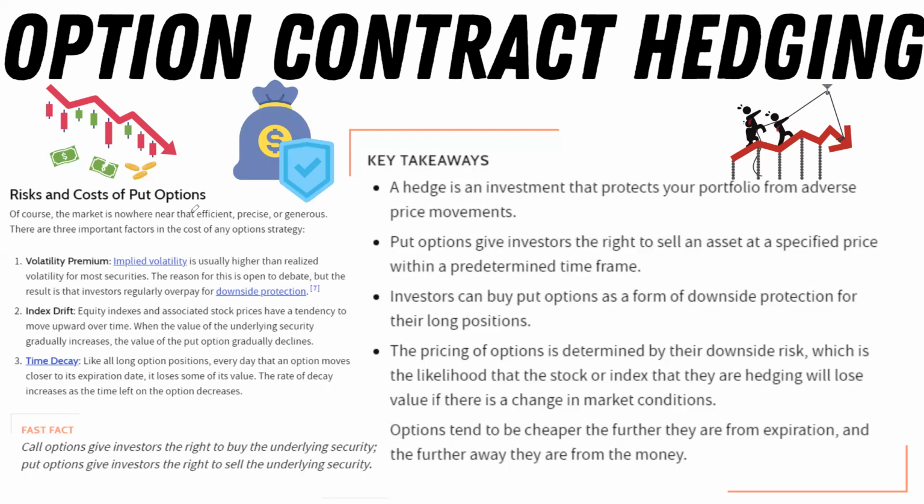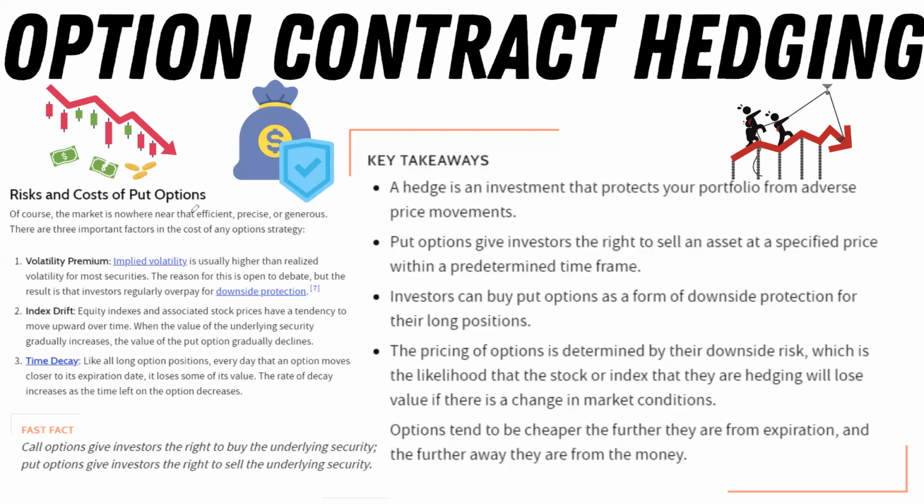Now, the third thing is going to be time decay. Like all long positions, every day that an option moves closer to its expiration date, it loses some of its value. The rate of decay increases as the time left on the option decreases. This is also going to be your theta. So when it comes to the option Greeks, the time decay is theta. And a lot of people like selling option contracts really to collect premium from theta.